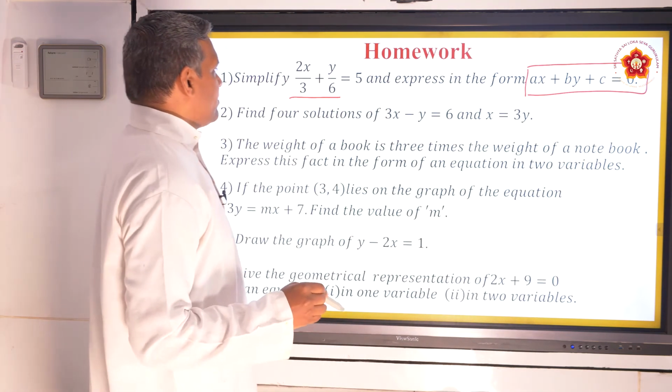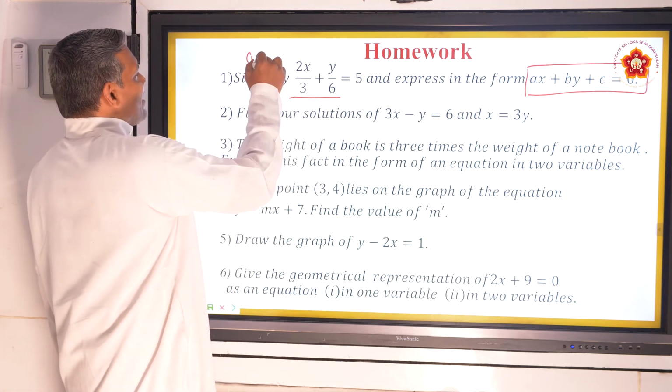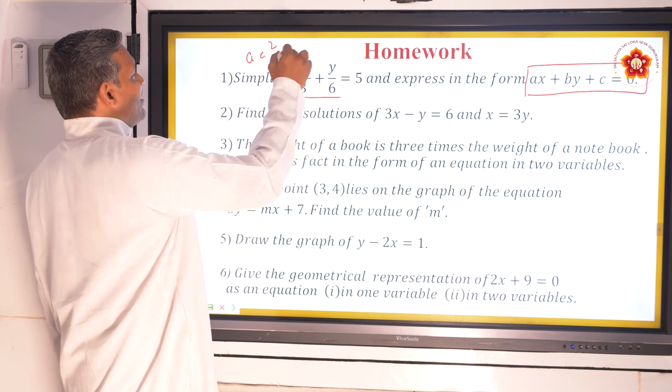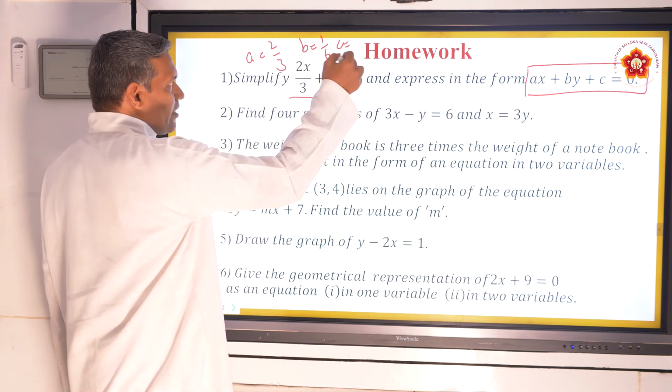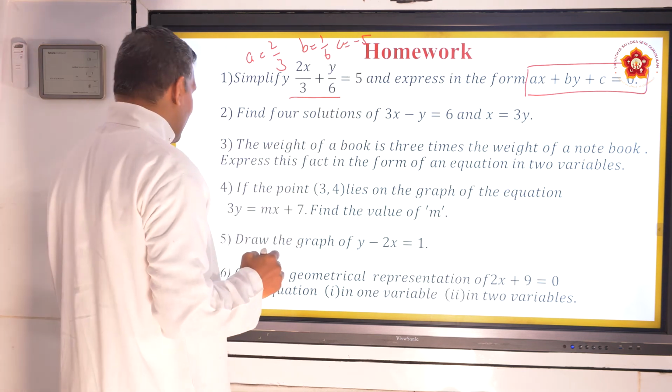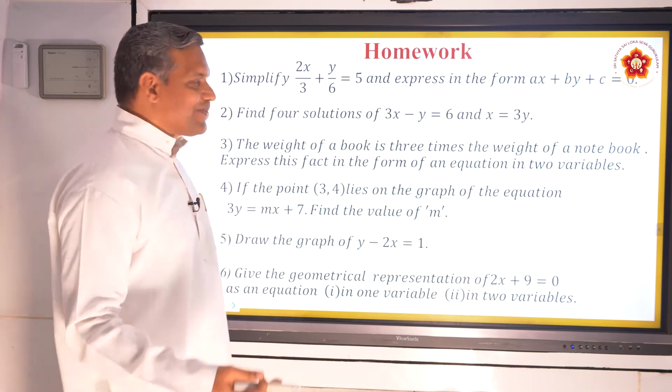How do you simplify this? Why did I ask you to simplify this? Because you can tell a is equal to 2 by 3, b is equal to 1 by 6, and c is equal to, if you transpose, minus 5. But I am telling you to simplify this. Why am I telling this? Because I wanted to make you work a little.